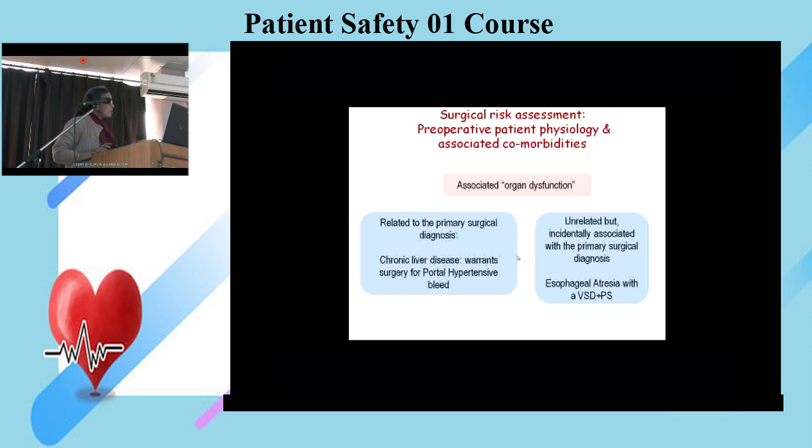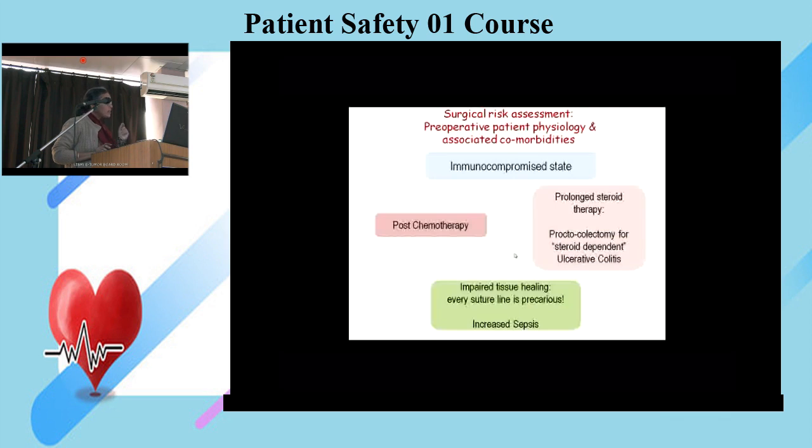Immunocompromised state, post-chemotherapy or prolonged steroid therapy. Example, a steroid-dependent ulcerative colitis needing proctocolectomy, wherein every suture line will be precarious, including the abdominal closure, and increased risk of sepsis. Then what determines the complexity of surgery and the intraoperative events that may affect the outcomes adversely?